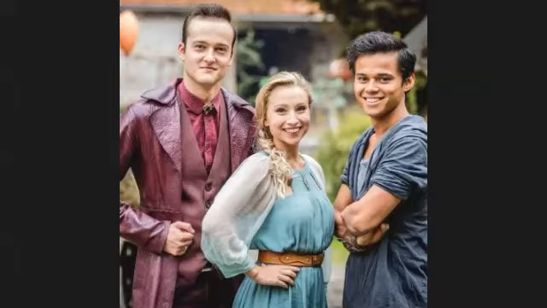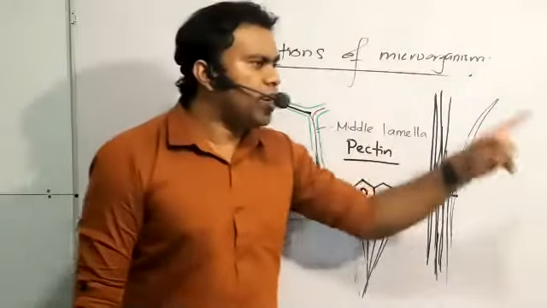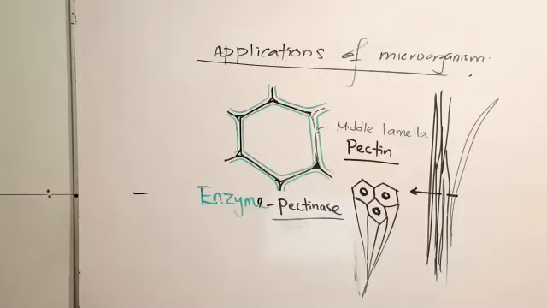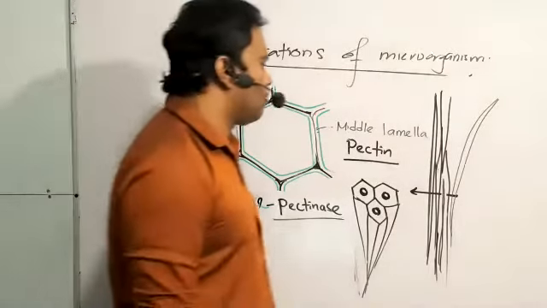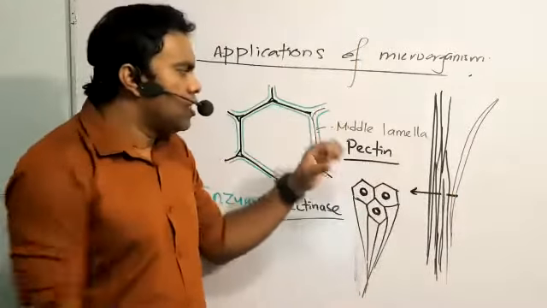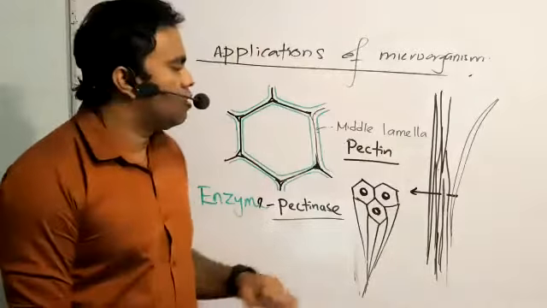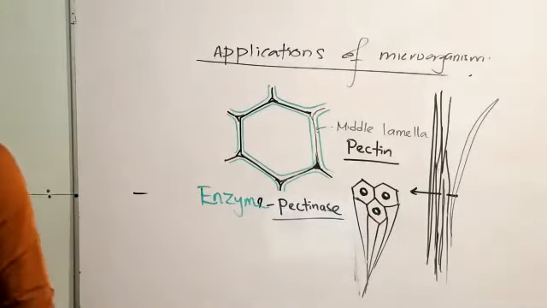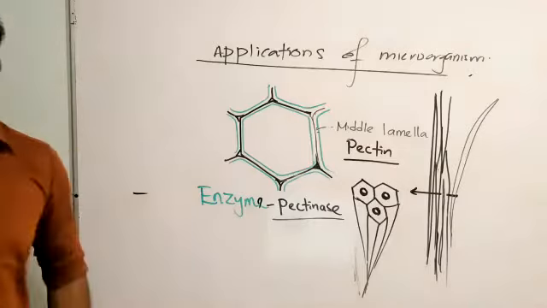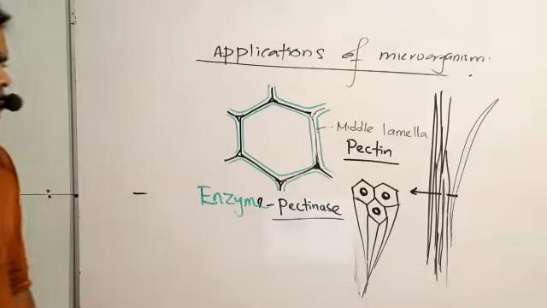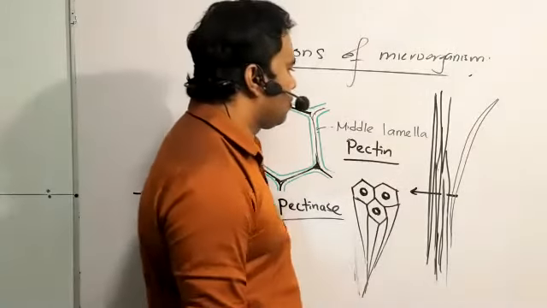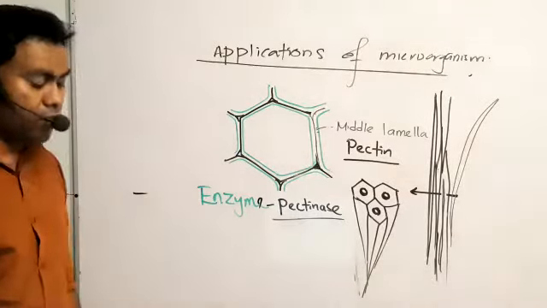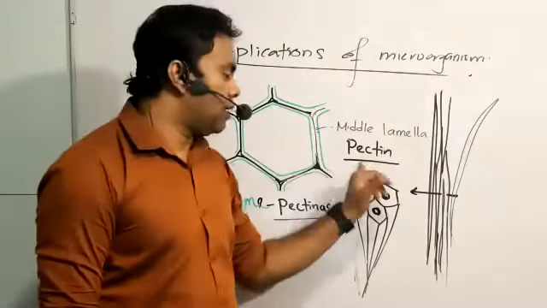Therefore, we find it not easy to separate plant fibers from a tissue. Tissue means when many cells are together, we cannot separate the fiber because of pectin.